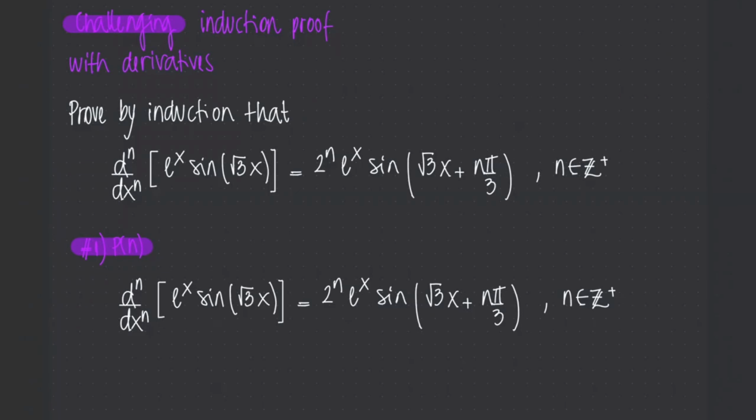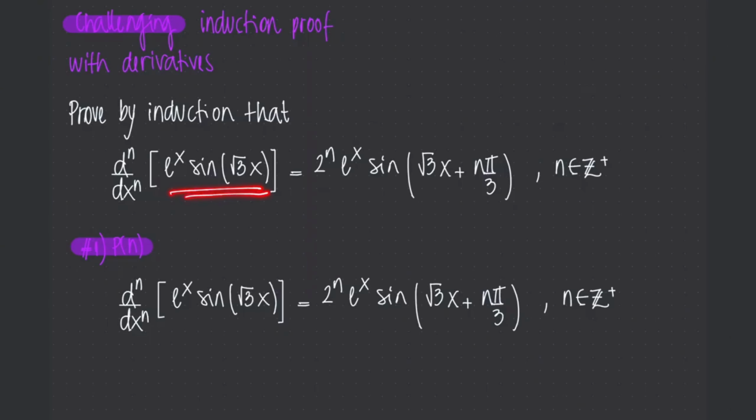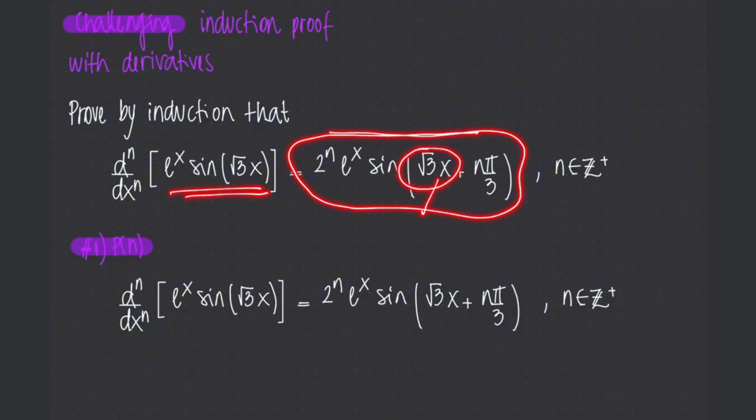AAHL students have a strong background in calculus because they know how much calculus is contained in all 3 papers in the IB exams. However, let this be a slightly more challenging induction proof with differentiation type of problem. In this exercise, we need to prove that the nth derivative, and this is a notation for the nth derivative with respect to x, of this function right here is equal to this, 2 to the n e to the x sine of root 3 times x. This x is not inside the root, plus n pi over 3 for all positive integers.